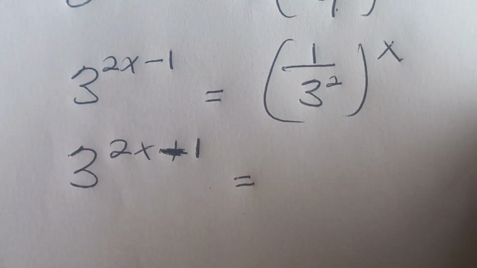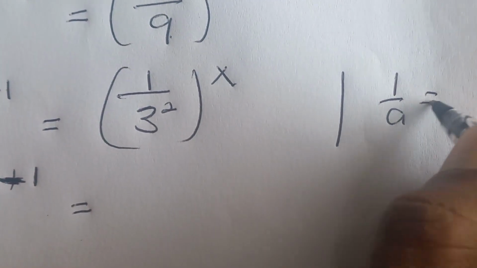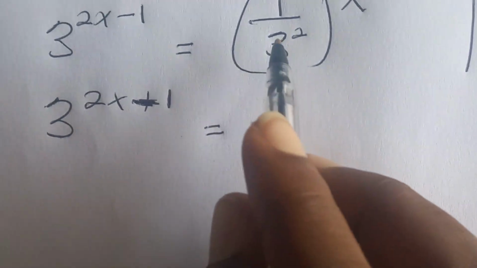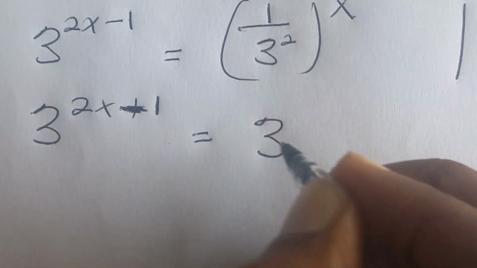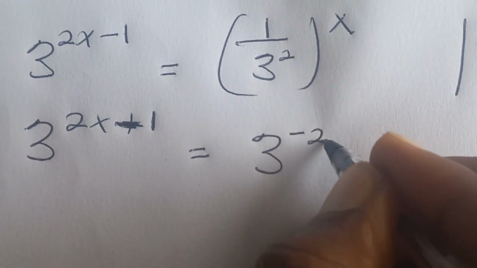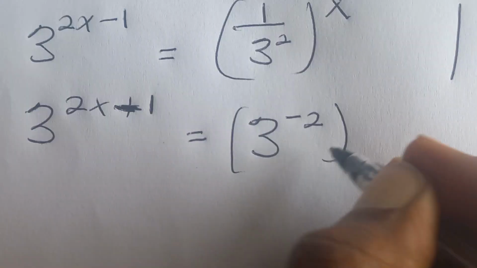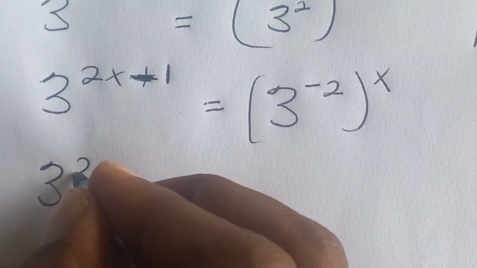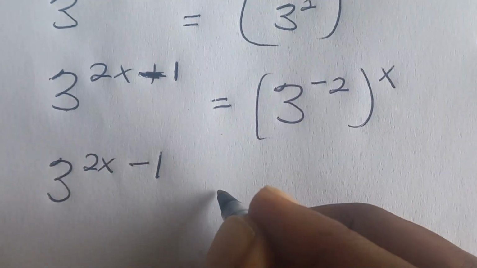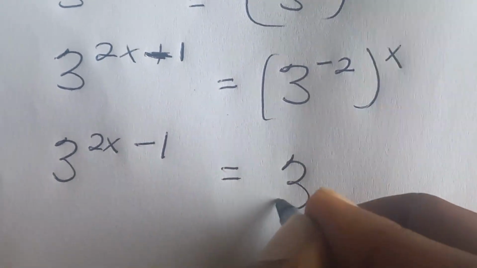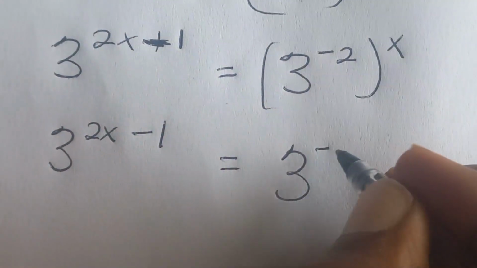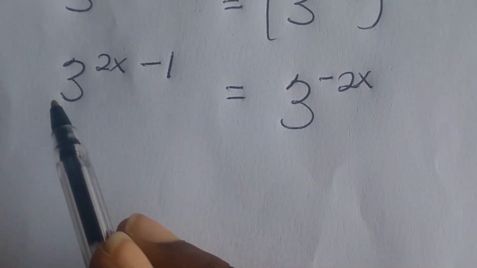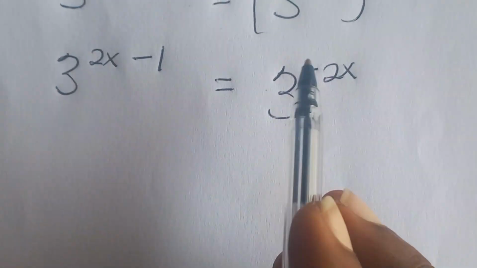Okay, so now we have 3 exponent 2x minus 1 equal to, and then we know that 1 over a is the same as a exponent negative 1. So from here, we can rewrite it as 3 exponent negative 2, into bracket x, which is the same as 3 exponent 2x minus 1 is equal to 3 exponent negative 2x. Okay, now in algebra, when the bases are the same, we equate the exponent.